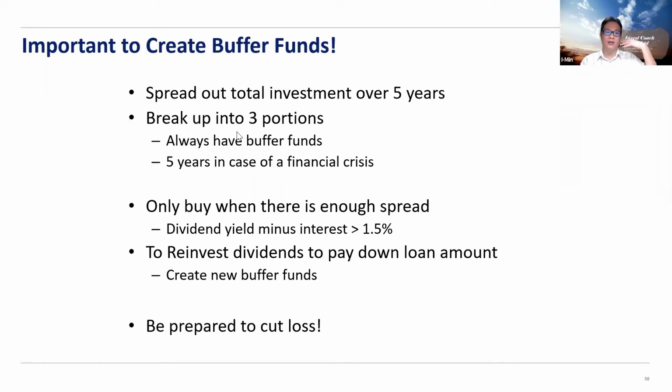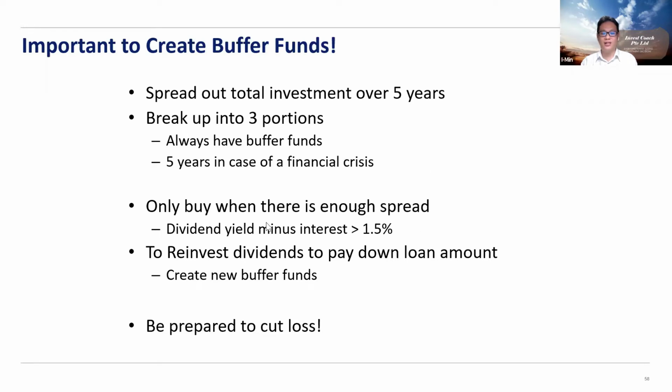Let's say you have 100,000, you break into 3 parts. You invest 30,000, then after that, make it more or less the ratio hit about 1.5 already. Then you put in the other portion, so that you will always have buffer funds. I know this one is a little bit hard to implement. But if you break up the 3 portions, more or less, it's actually 5 years. Then you have buffer funds. Then only buy when there's enough spread.